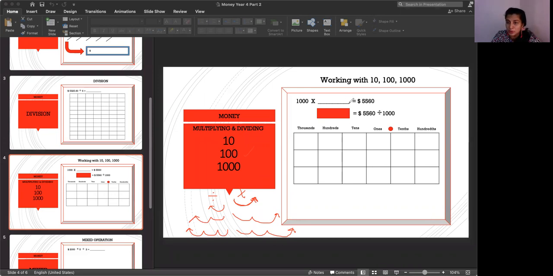Today, we would look into a question here, which is more like 1000 multiplied by something gives me 5560. Now, this something is like an unknown. Okay, finding an unknown, and you can put a little alphabet here if you want to. 1000 multiplied by A is 5560. How much is A? Now, A, or whatever the unknown is here, it's 5560 divided by 1000.